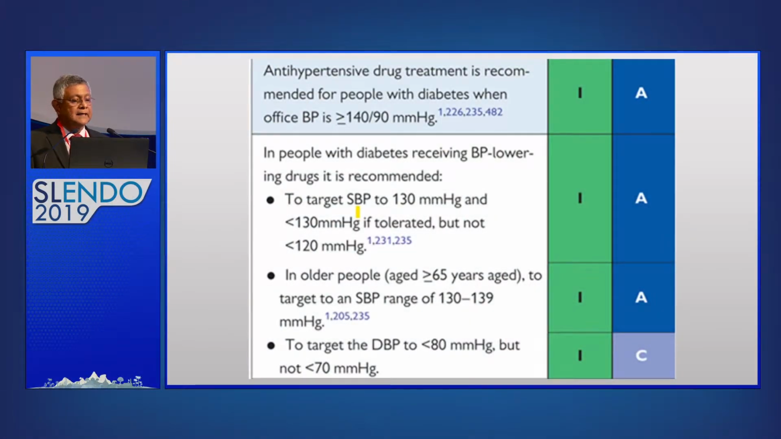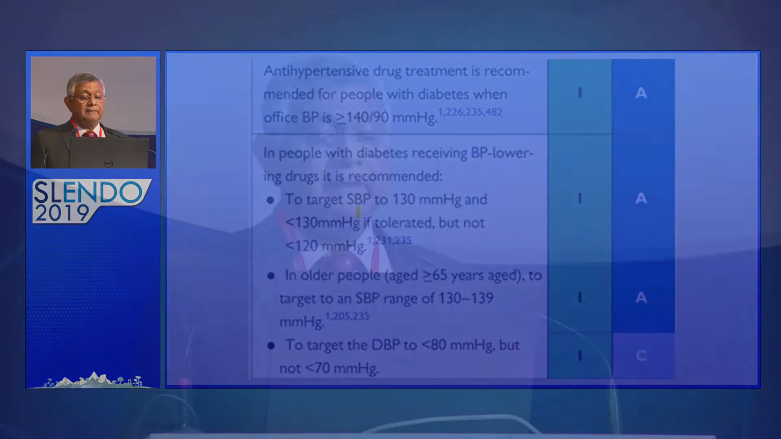So what the guideline says: antihypertensive drug treatment is recommended for people with diabetes when office blood pressure is more than 140 by 90. In people with diabetes receiving blood pressure lowering drugs, it is recommended to target systolic blood pressure 130 millimeter mercury, and if tolerated, go down to 120. That's a class 1A recommendation. In older people, you keep the blood pressure 130 to 140, and target the diastolic blood pressure less than 80.